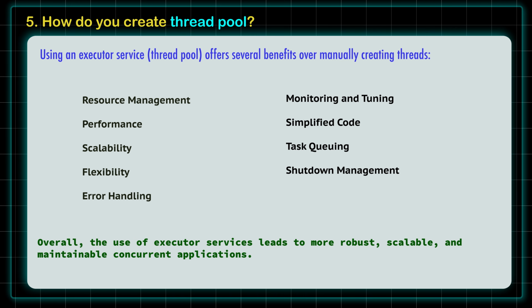On the screen now, I'm just popping up what the thread pool will do for us in the backend. We already discussed this. You can see the points: resource management, performance, scalability, flexibility, error handling, monitoring and tuning, simplifying the code, task queuing, and shutdown management. So overall, executor services lead to more robust, scalable, and maintainable concurrent applications.